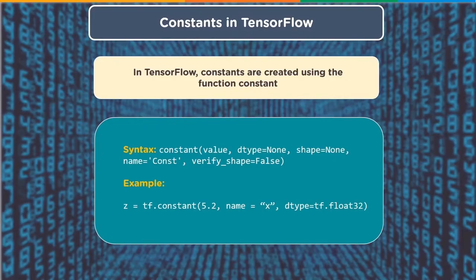And we'll explore this with our hands on a little more in depth. You can see here we do z equals tf.constant, 5.2, name equals x, dtype is a float. That means that we're never going to change that 5.2. It's going to be a constant value.